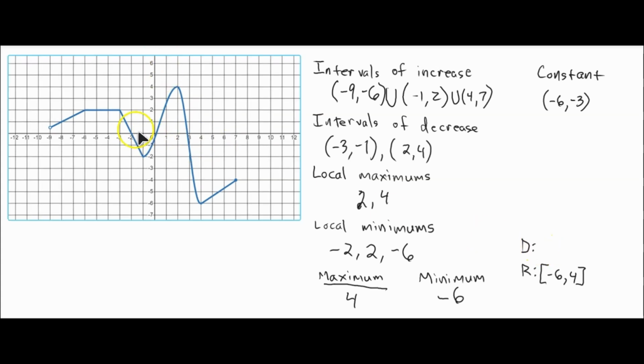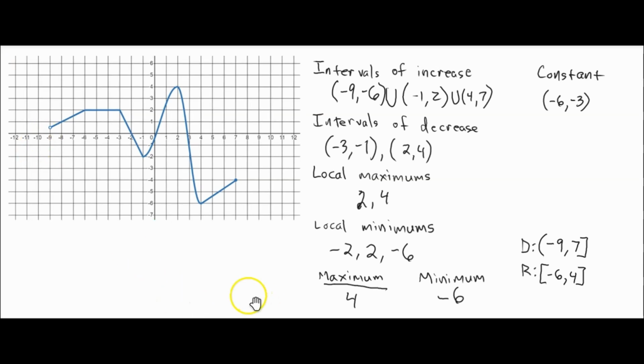The domain is going to be the farthest left to the farthest right, which looks like -9 all the way over here to +7. But look at this. Do you see this closed circle? This closed circle here on 7 means that 7 is included. But this open circle on -9 means that -9 is not included. And so on the domain, we're going to do -9 not included, so we did the parenthesis, up to 7 with a bracket because 7 is included. Okay.